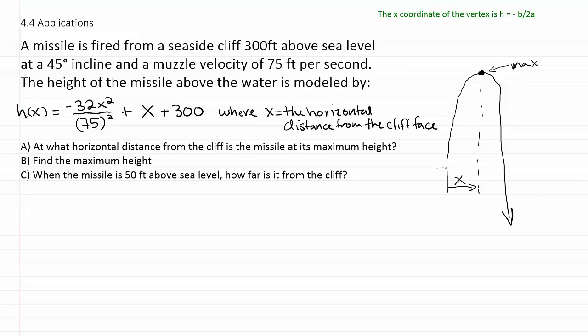All right, well, we have a function that helps us do this. We just need to find the vertex of the function. And we have this nice little formula which says the vertex is negative b over 2a for the x-coordinate of the vertex, and that's what we're looking for. Okay, so let's do that then.